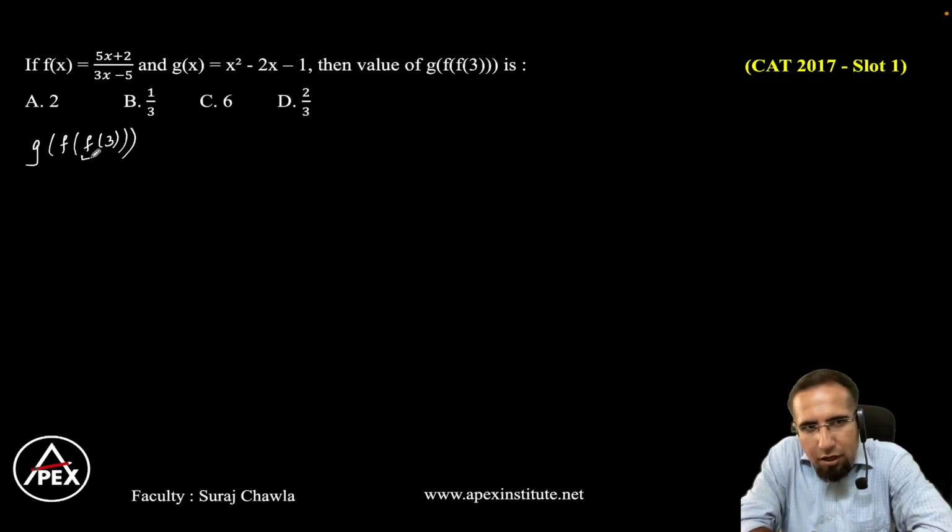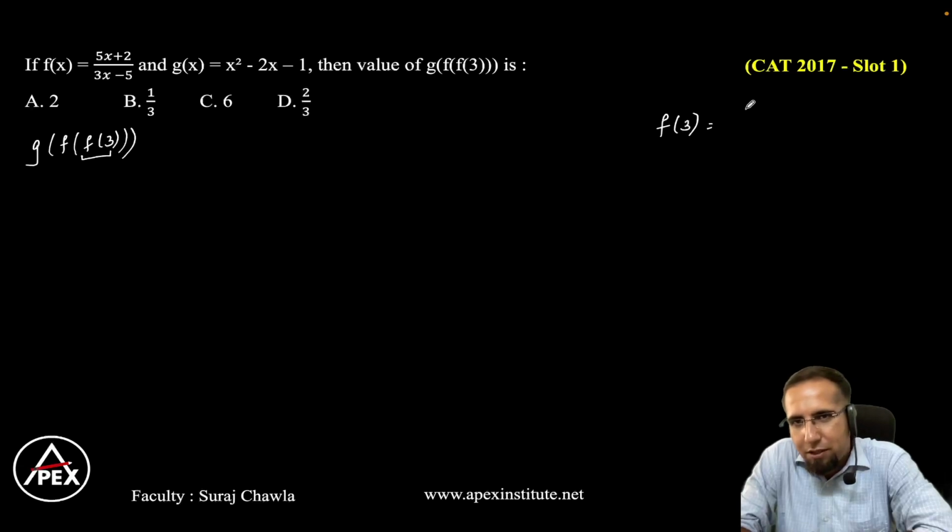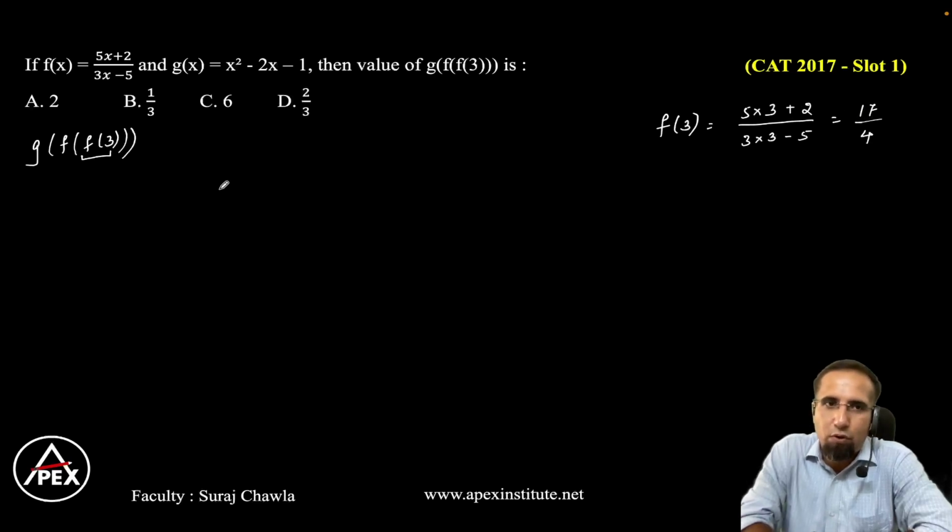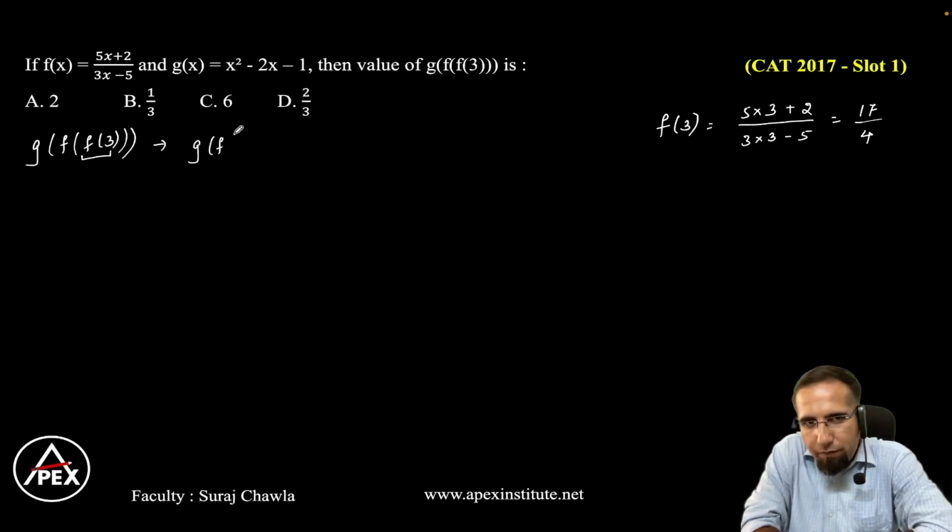We calculate the innermost value f of 3. So what is f of 3? Let me calculate f of 3 here. So f of 3 would be, I replace, this becomes 5 into 3, instead of x I replace 3, divided by, this becomes 3 into 3 minus 5. So that becomes 15 plus 2, that is 17, 9 minus 5, that is equal to 4. So this can be written as g of f of 17 by 4.